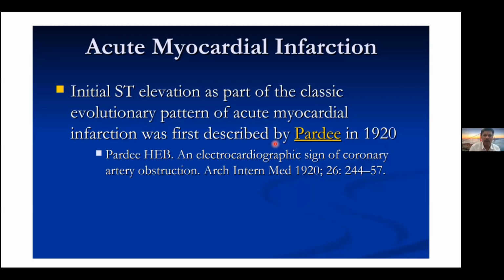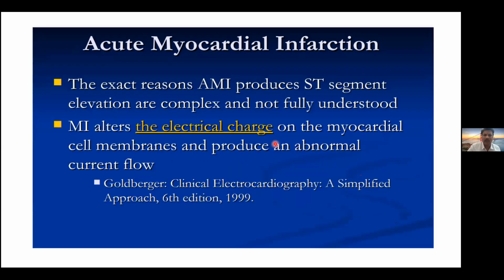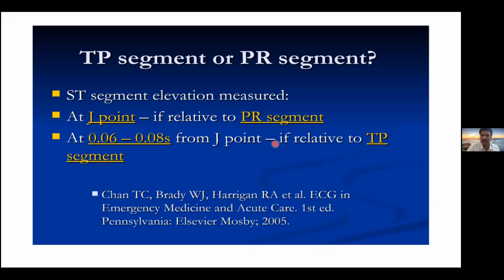So now, coming to the main topic, ST elevation as part of acute MI. Way back in 1920 itself, about 1 century back, they found out that ST elevation is part of acute MI. MI alters the electrical charge on the myocardial cell membrane and produces an abnormal current flow. That is the reason for the ST elevation. So that is another reason for ST elevation.